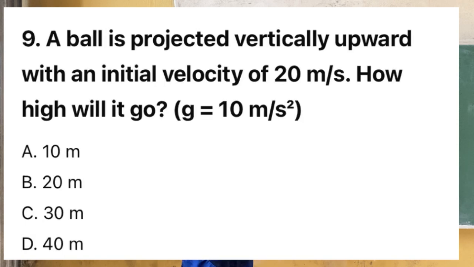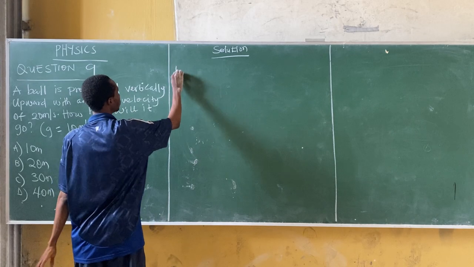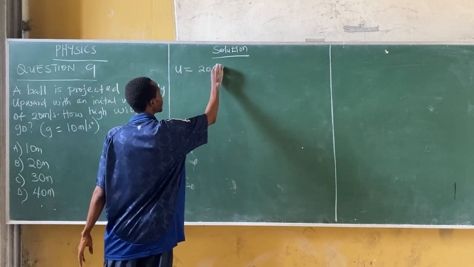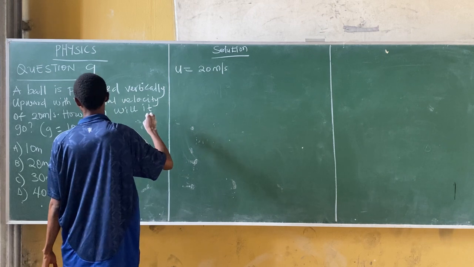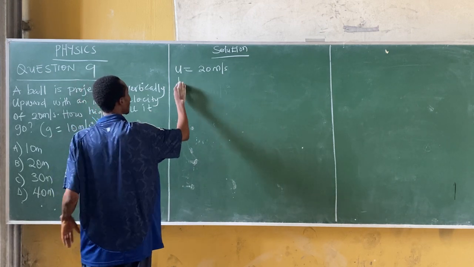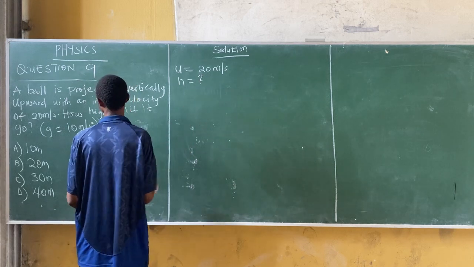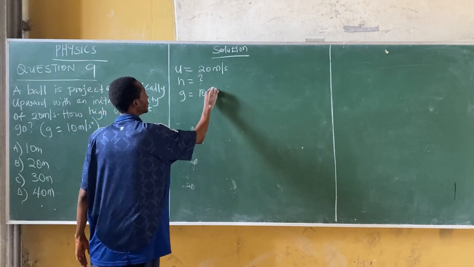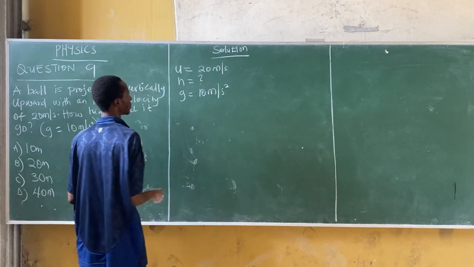From the question, they gave us the initial velocity, which is u, to be 20 meters per second. They say how high will it go? So the height is unknown. They gave us acceleration due to gravity g to be 10 meters per second squared.